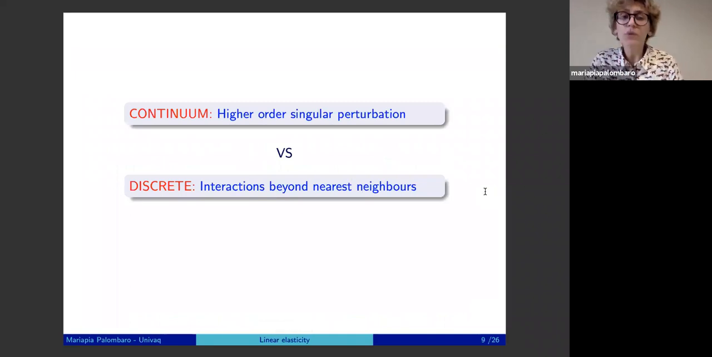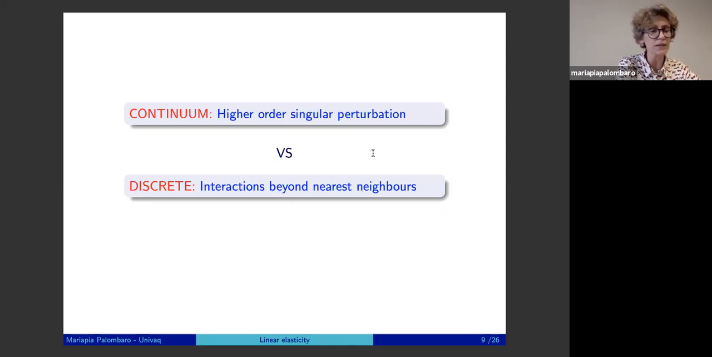Now, let's come to the discrete setting. So in the continuum setting, we said that we added a singular term to the energy that penalizes transitions of the gradients from one well to another. In the discrete setting, we will see that this penalization role is played by interactions beyond nearest neighbors.